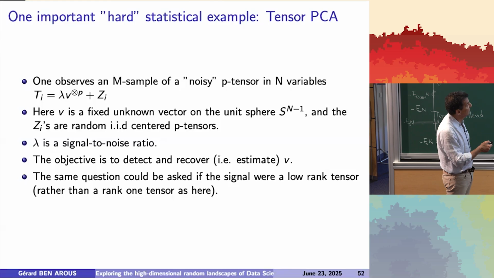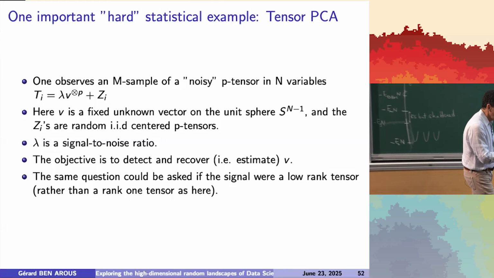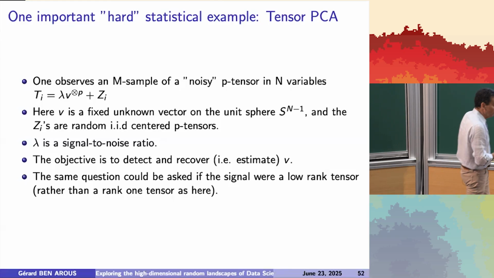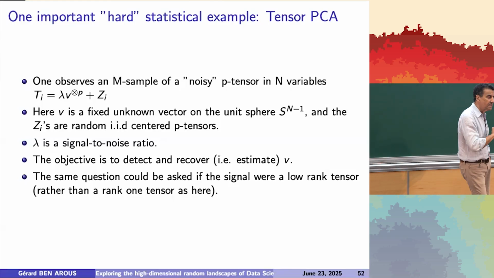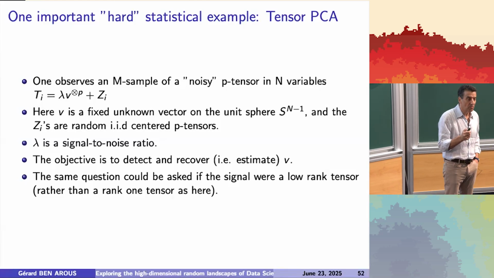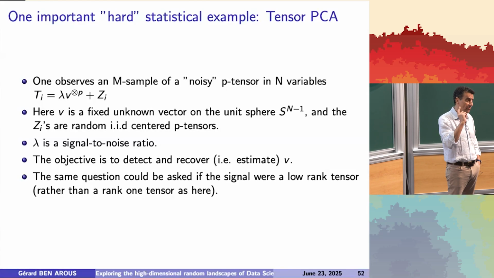So you have a vector v. This is the simplest, stupidest thing of PCA. You all know what PCA is, principal component analysis. That's the first task of statistics in any class, including not math or physics, in econ or whatever.